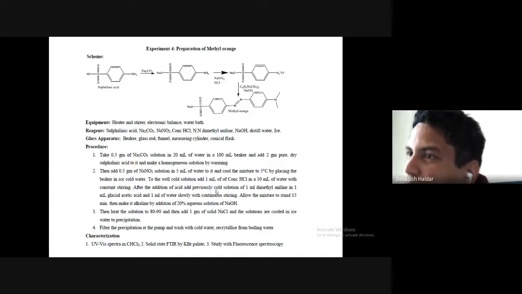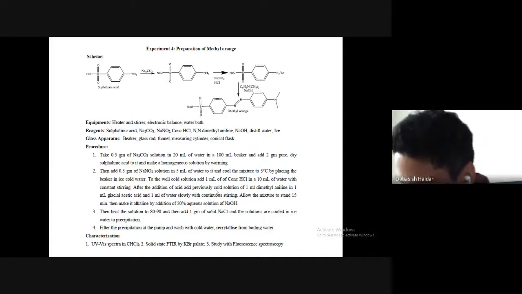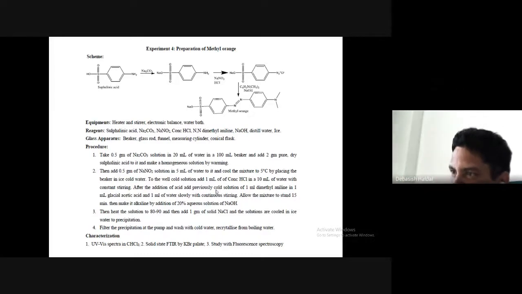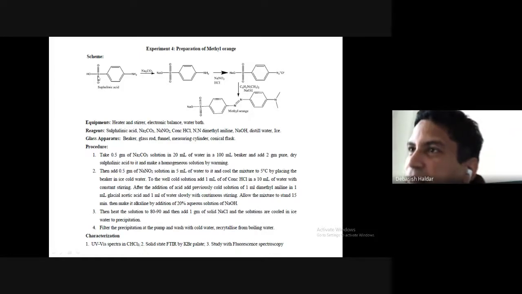So what we have to do is take 0.5 gram Na2CO3, sodium carbonate, and dissolve it in 20 ml of water. Why do we need Na2CO3? As you have seen, sulfanilic acid, that is para-aminobenzene sulfonic acid, is an organic acid. Though it appears in zwitterionic form, it is still insoluble in water. So to make it soluble in water, we need to convert it to the corresponding sodium salt, and that's why we need sodium carbonate.